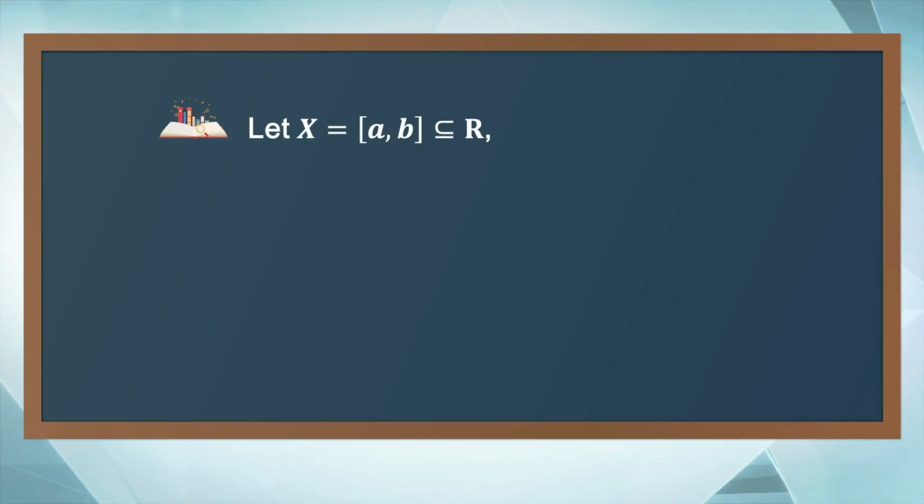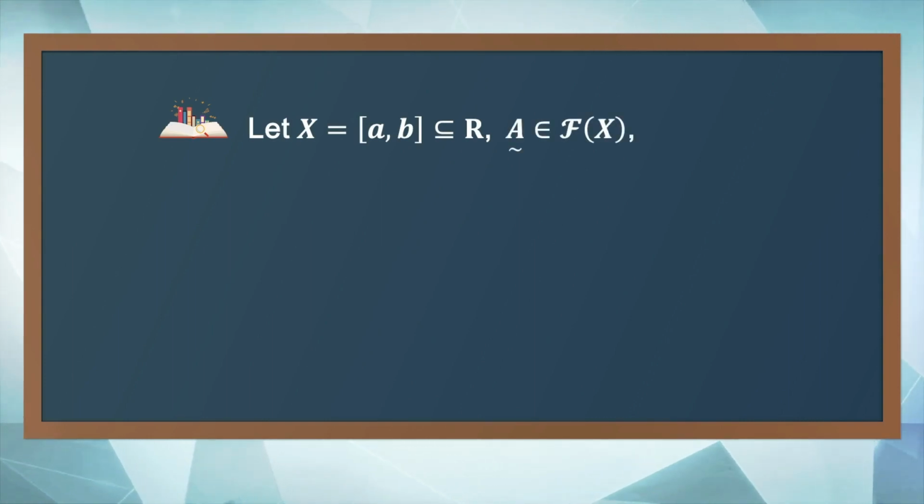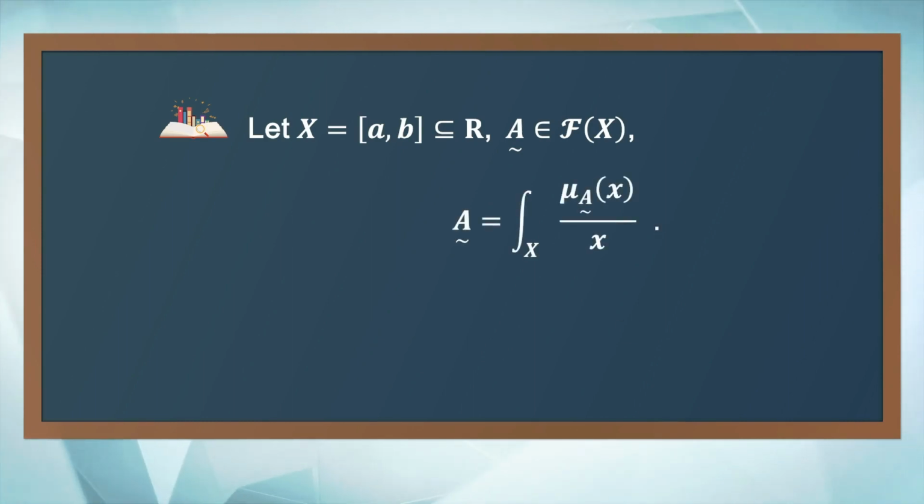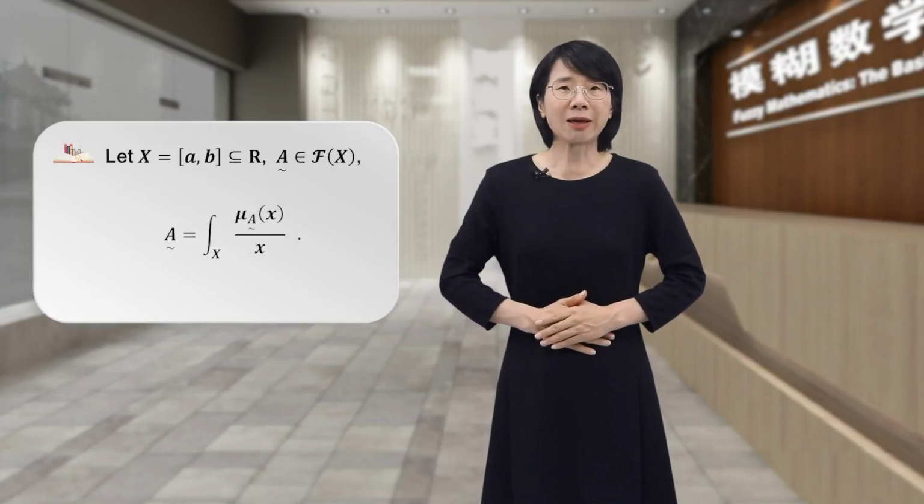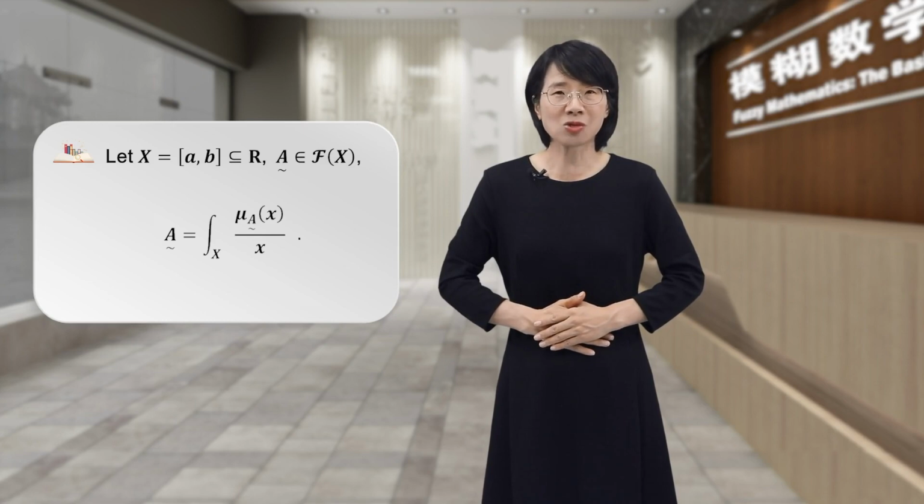Next, suppose X is the set of real numbers or an interval of real numbers. If A is a fuzzy set in X, then we can write as follows. The fuzzy set A equals the integral over the universal set, mu sub A of x over x. It should also be noted that the integral sign here has nothing to do with integration. The formula on the right can be viewed as a union of the elements and their degrees of membership.